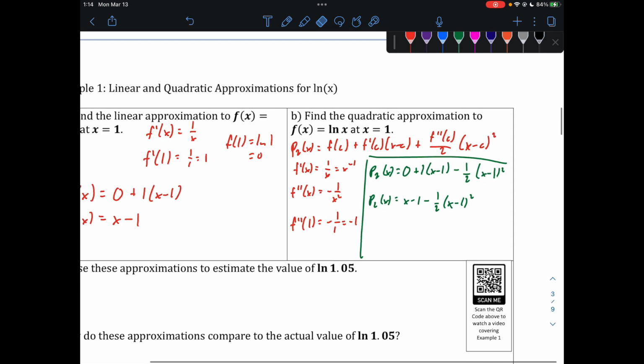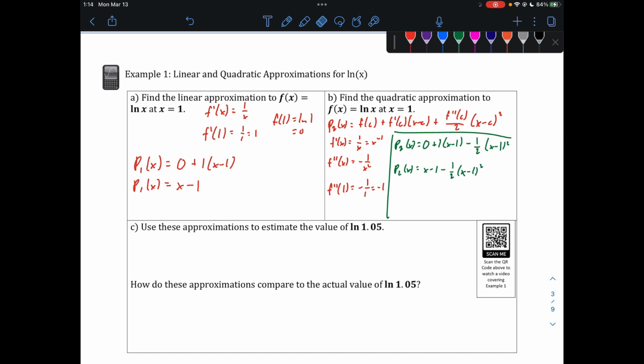Okay. And then it says, use the approximation to estimate the value of natural log of 1.05. So P1 of 1.05 would just be 1.05 minus 1, or 0.05. P2 of 1.05 would be 1.05 minus 1, which is 0.05, minus 1 half times 0.05 squared, which we can use a calculator to do that for us. I'm getting 0.04875.